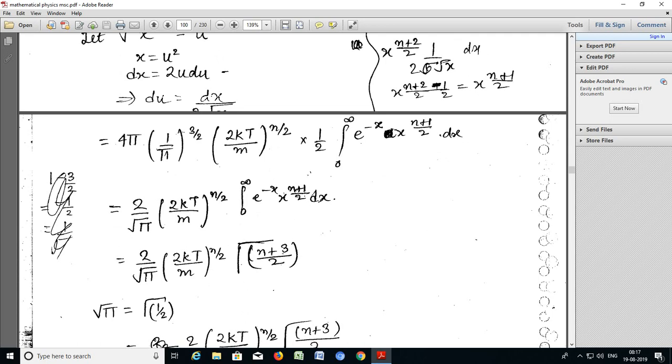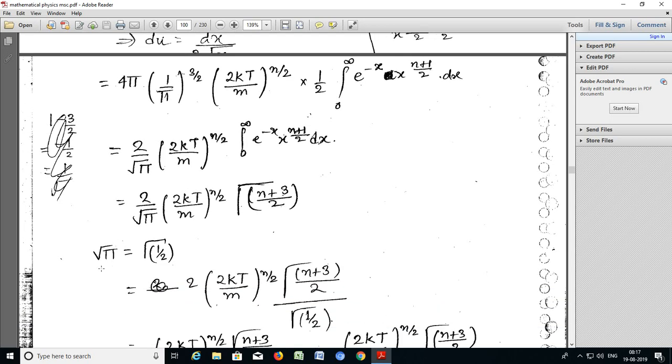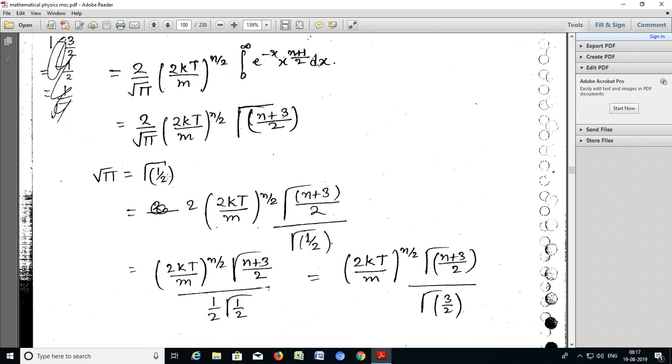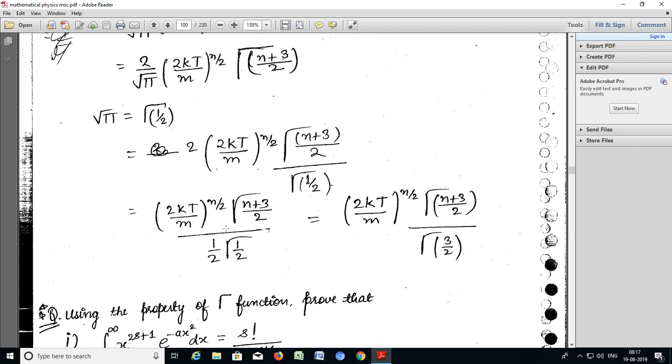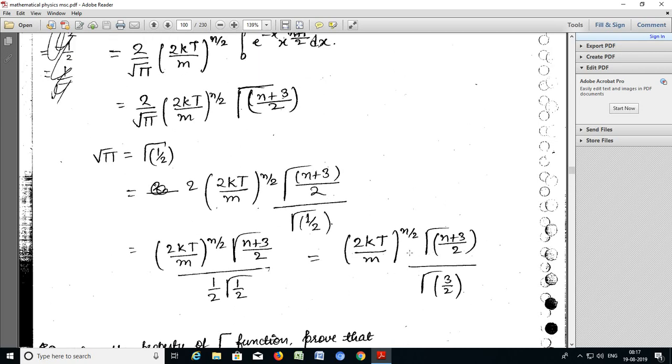Put under root x equal to u, squaring both sides, x is equal to u square. Differentiate, dx is equal to 2u du. So what is du? It is equal to dx upon 2u, which is under root of x. Putting the value back, constant term as it is, the integral from 0 to infinity, this term is left like that. Rearranging and cancelling the terms, we get the constant and only this term, e to the power that, x to the power n plus 1 by 2 dx, like this.